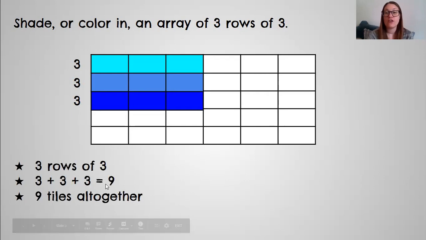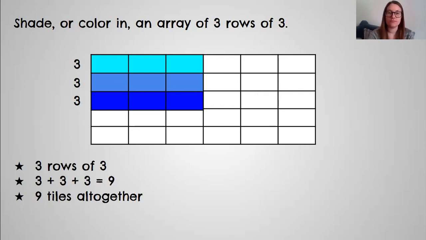If you add 3 plus 3 plus 3, you get 9. You can skip count. 3 plus 3 is 6. 6 plus 3 is 9. Or to confirm, you can just count each square tile. 1, 2, 3, 4, 5, 6, 7, 8, 9. So how many square tiles are there altogether in this array? Yeah, there are 9. Great job.